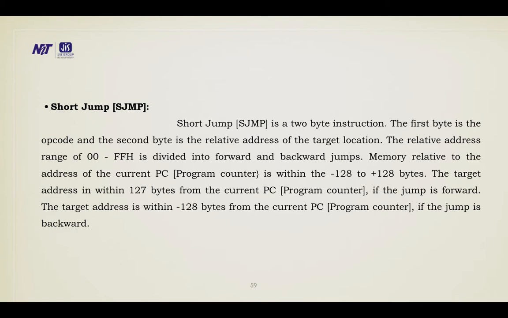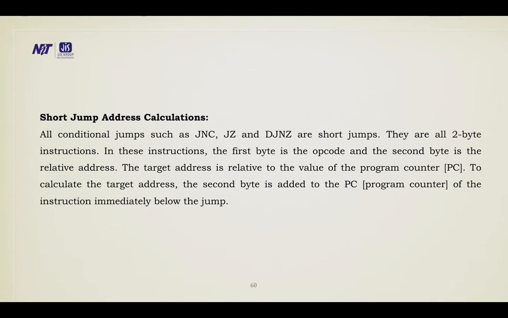If the jump is forward, the target address is within +127 bytes of the program counter; if the jump is backward, it is within -128 bytes. Short jump address calculations: all conditional jumps such as JNZ, JZ, DJNZ are short jumps. They are 2-byte instructions. The first byte is the opcode and the second byte is the relative address. The target address is relative to the value of the program counter. To calculate it, the second byte is added to the program counter of the instruction immediately below the jump.